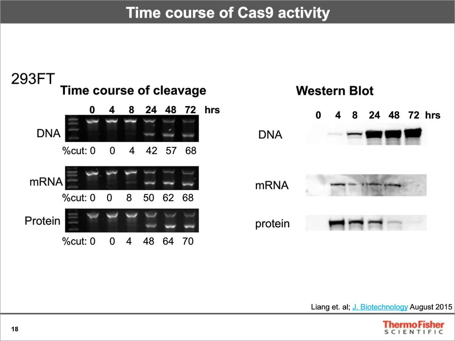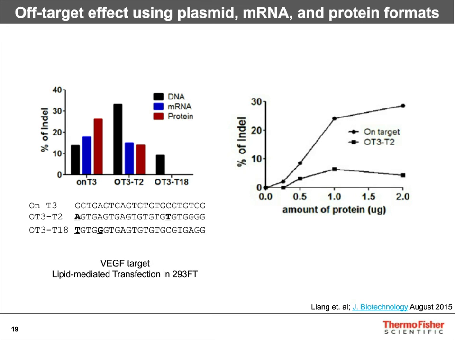To test this, we did an experiment to compare the off-target activity between the three formats. For the off-target experiments, very similar to the earlier data that I showed, we optimized the dosage of the DNA, mRNA, and protein to get similar cleavage efficiency at the on-target site. In this case, we are testing the wedge target. The target that we chose had two potential off-target sites, and shown on the left side is the sequence information for the on-target as well as the off-target sites. Highlighted in bold and underlined are the mismatched nucleotides compared to the on-target sequence.